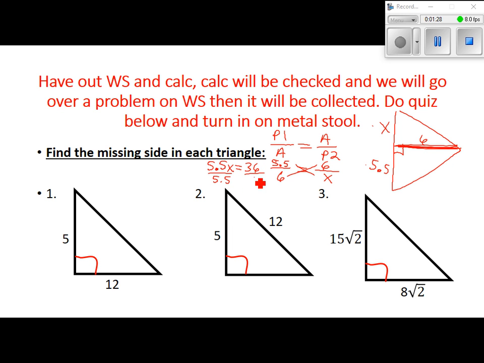Somebody divide that for us. 36 divided by 5.5. It'd be 6.5. And I think our units were feet, weren't they? So 6.5 feet.